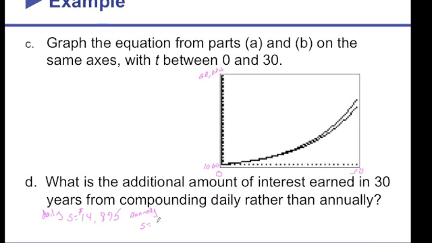And for the annually, S equals $13,268. Now we started with $1,000, so this is $13,875 in interest for daily, and for annually, this is $12,268 in interest.